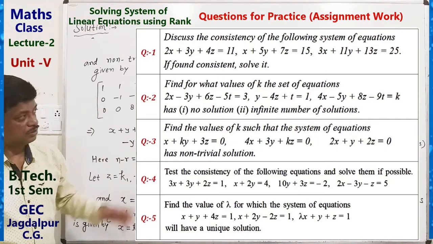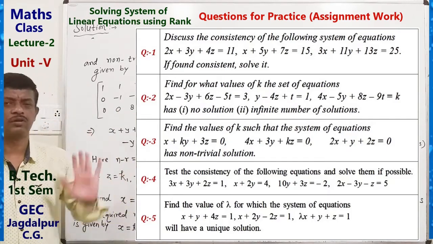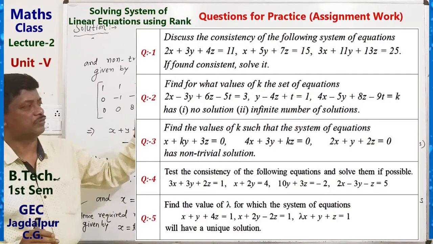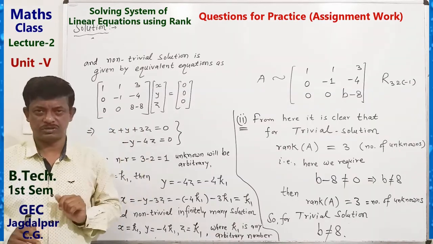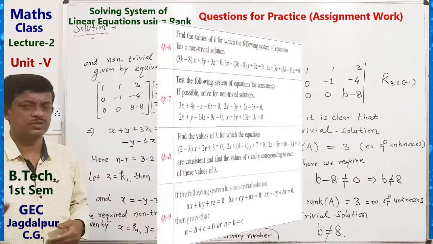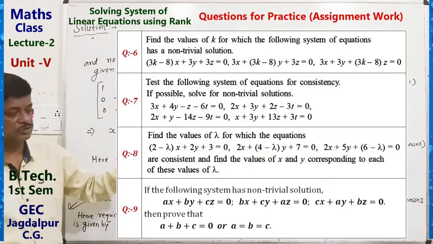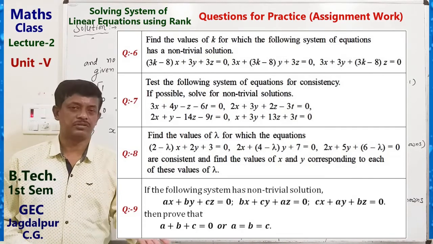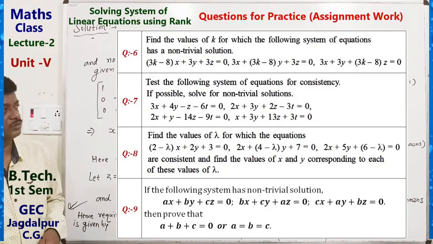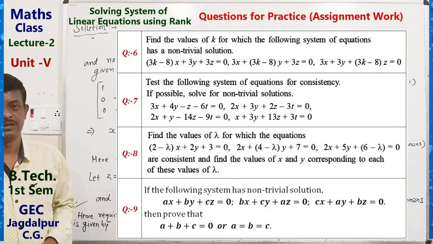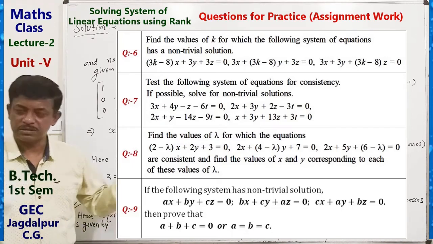Similarly, for homogeneous equation, only use the coefficient matrix. Find the rank. If the rank equals the number of unknowns, then only the trivial solution, which means the zero solution. And for a non-trivial solution, the rank should be less than the number of unknowns. So solve these questions. Important questions, and do more and more practice for solving systems of equations.